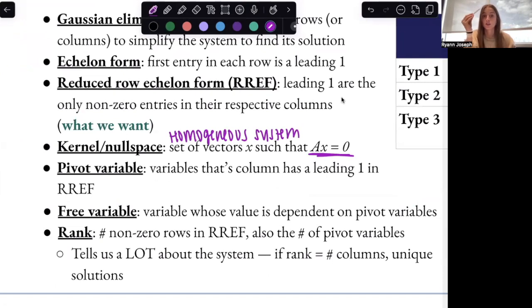Kernel, null space, homogeneous solution. Those are synonyms. Those mean the exact same thing. I don't know where the term kernel comes from. Null space makes sense because null, I feel like, means empty, which is where we're setting equal to 0.